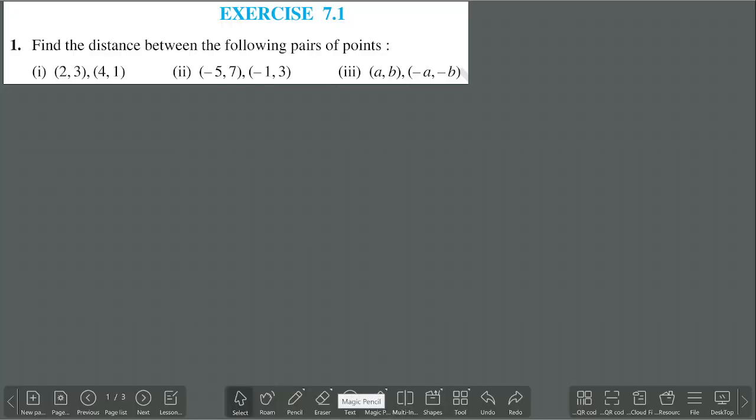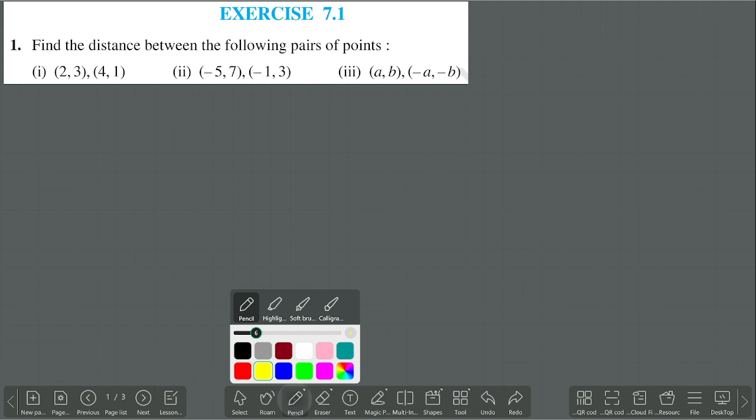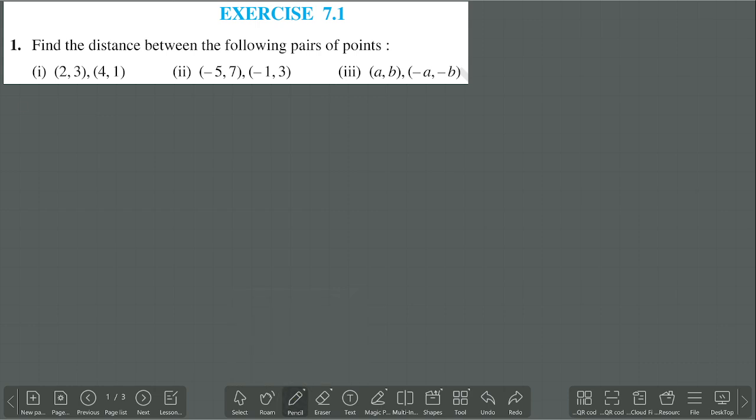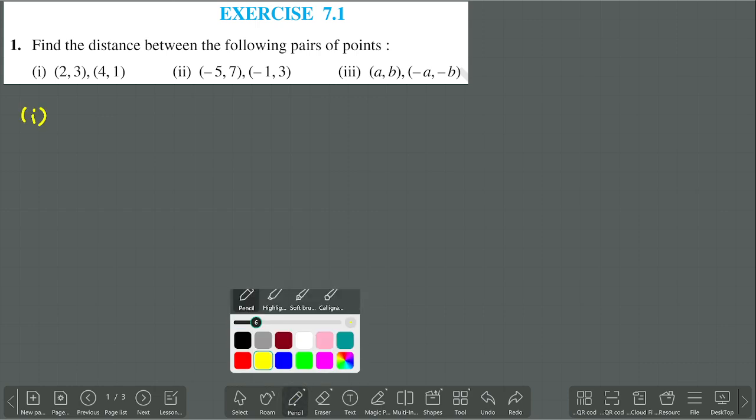Children, 7.1 exercise, chapter number 7, that is coordinate geometry. Introduction we have seen already. We are going to find the distance between the following pairs of points. So we are going to find the distance for the following pairs of points. The first one I am taking to find the distance.